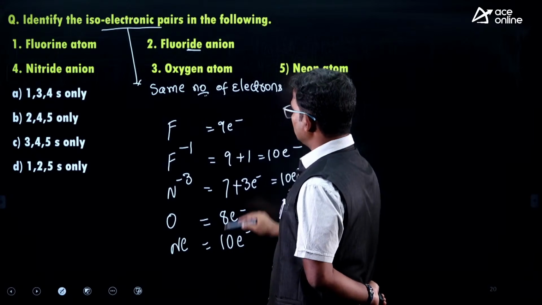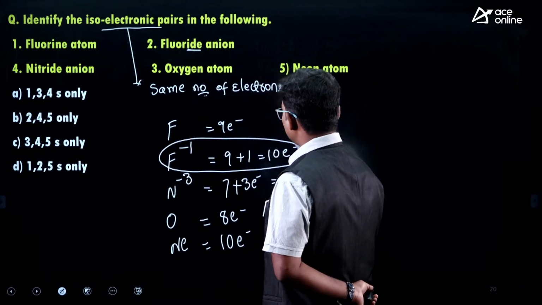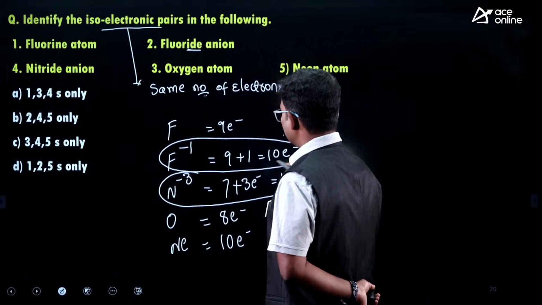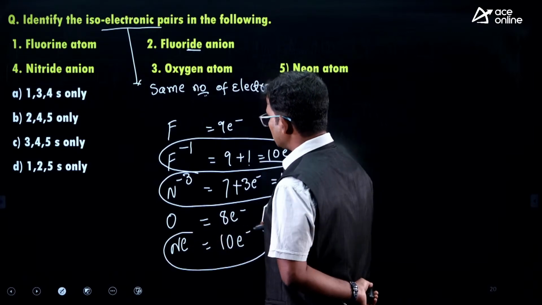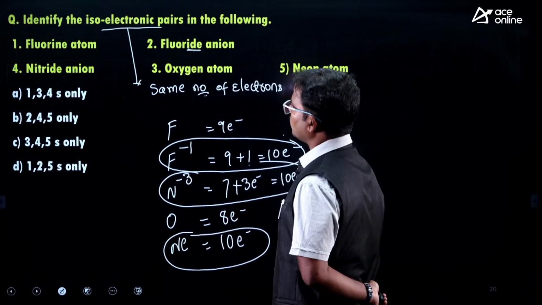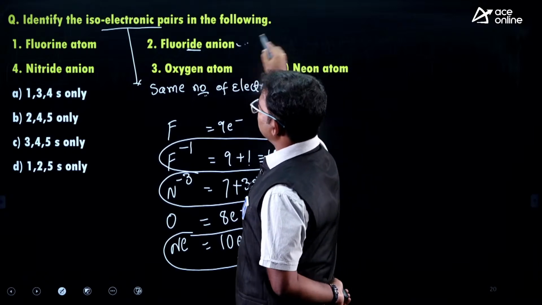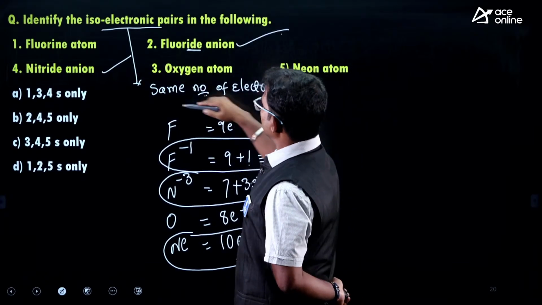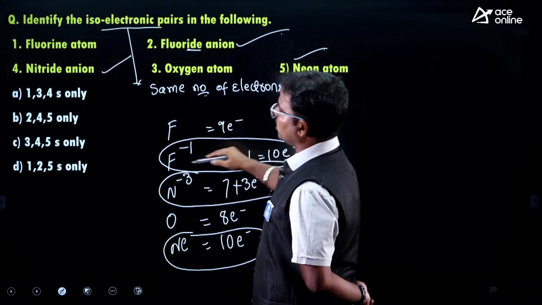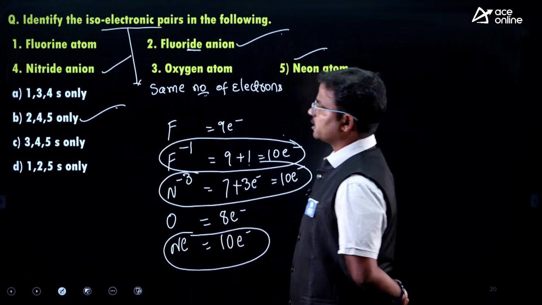So finally, fluoride, nitride, and neon: these three have the same number of electrons. So 2, 4, 5. Option B is the right answer.